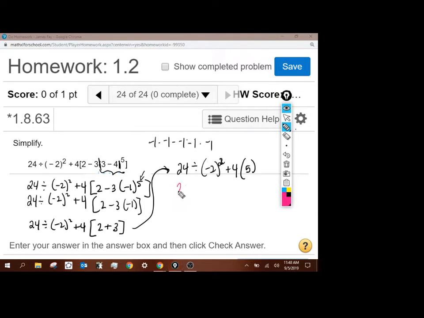So that's 24 divided by, what's that going to turn into? 4. And then I got 4 times 5. What's 24 divided by 4?